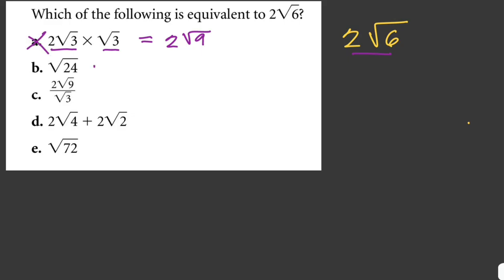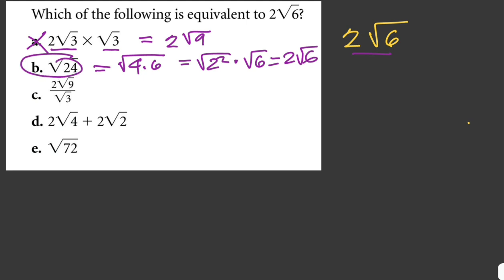How about choice B? Choice B, square root of 24, can be written as square root of 4 times 6. And 4 is a perfect square, so we can write this as square root of 2 squared times square root of 6, or simply 2 square root of 6. So the answer should be letter B.